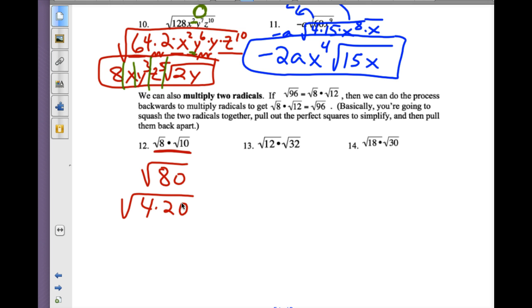All right, simplify that part, Nico. You're doing great. 2 radical 20. Nice. Are we done? No. Why not? Because 4 goes into 20. You have to do it again.